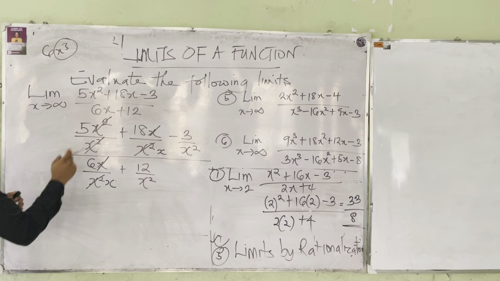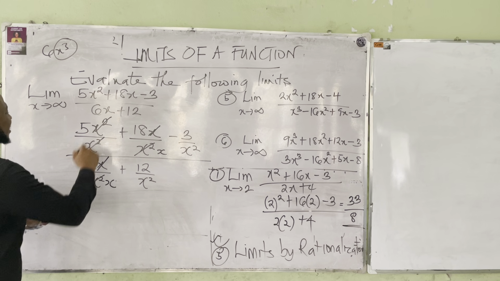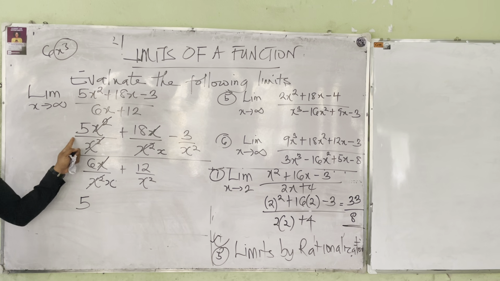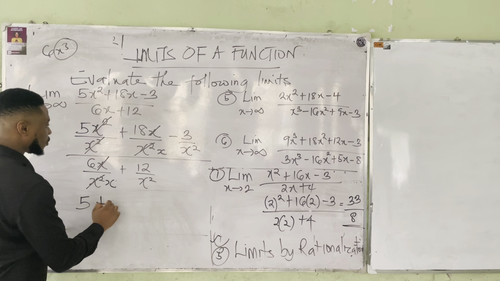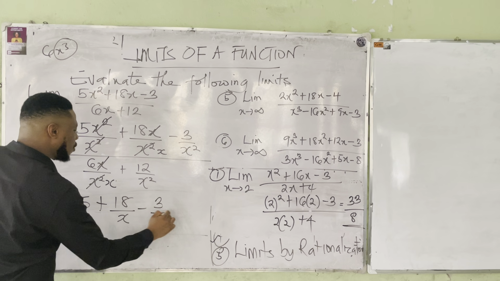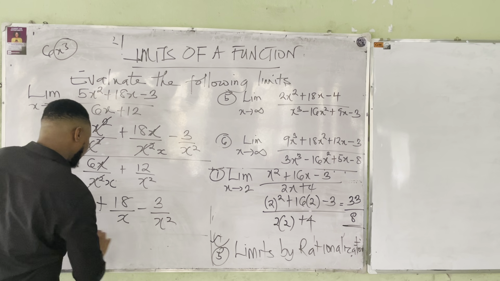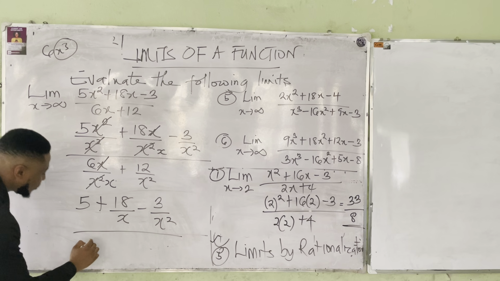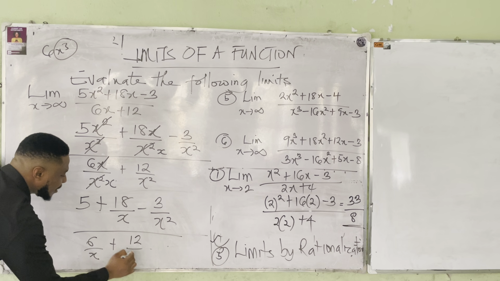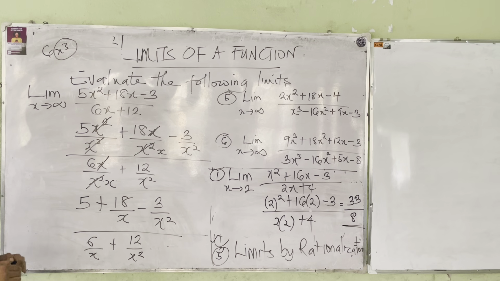Alright? But now, this is what you have left. When x squared cancels x squared, you'll be left with 5. So you have 5 plus 18 over x minus 3 over x squared, divided by 6 over x plus 12 over x squared.